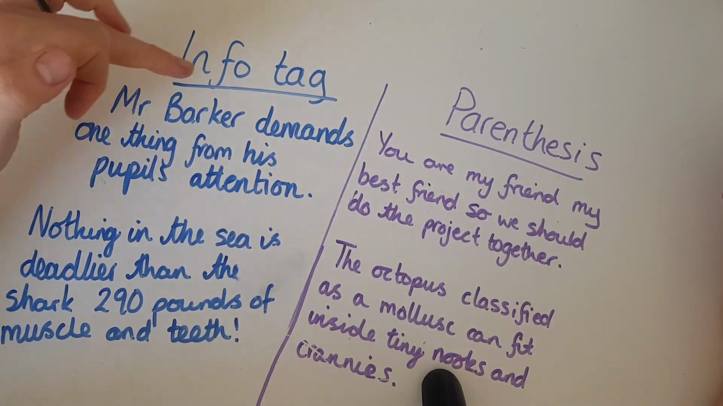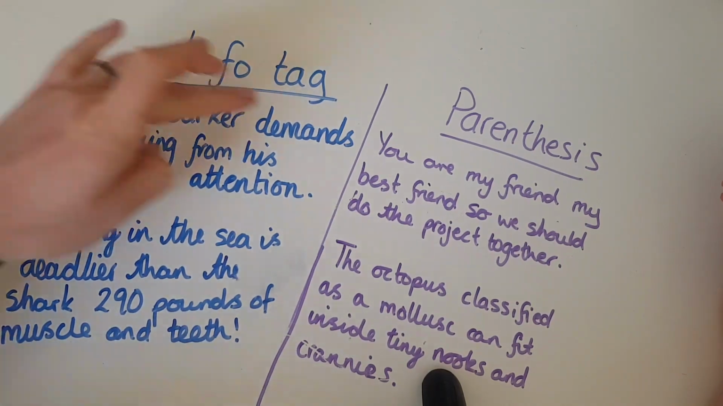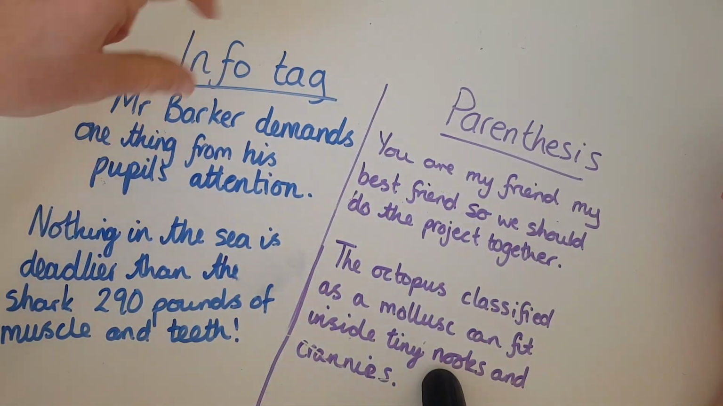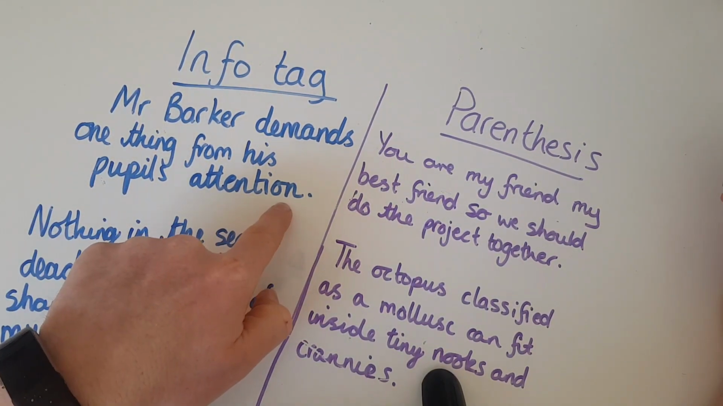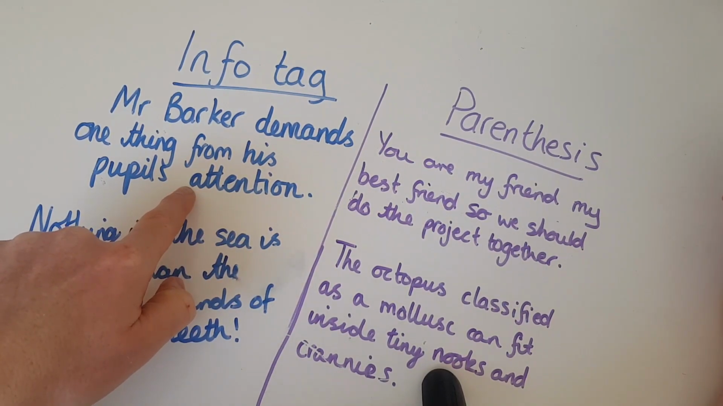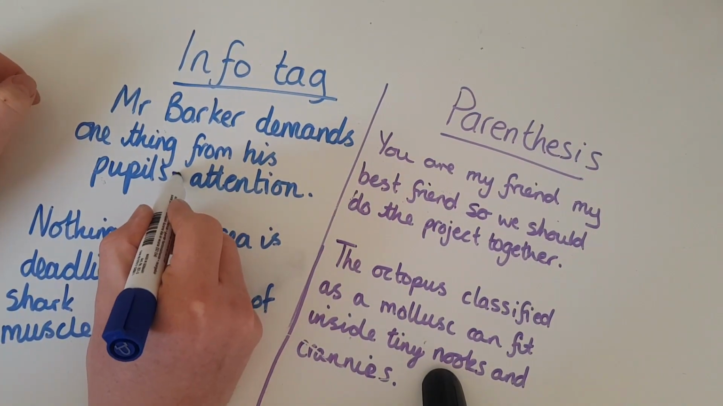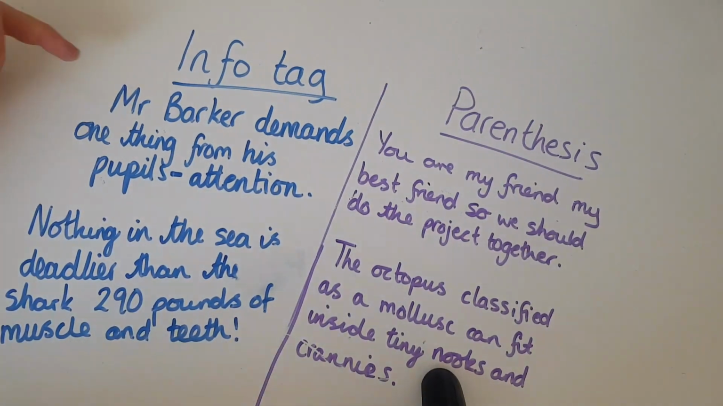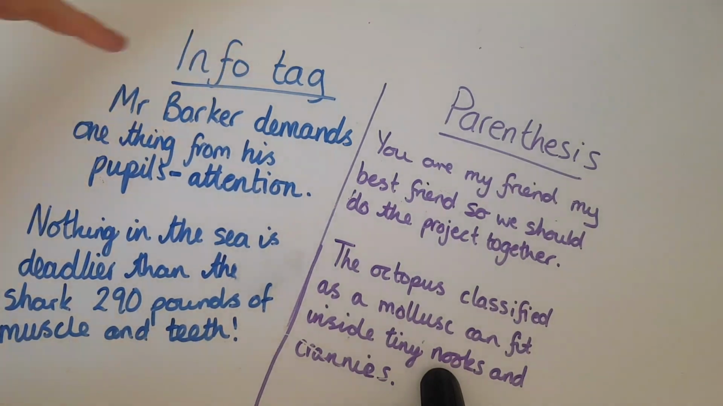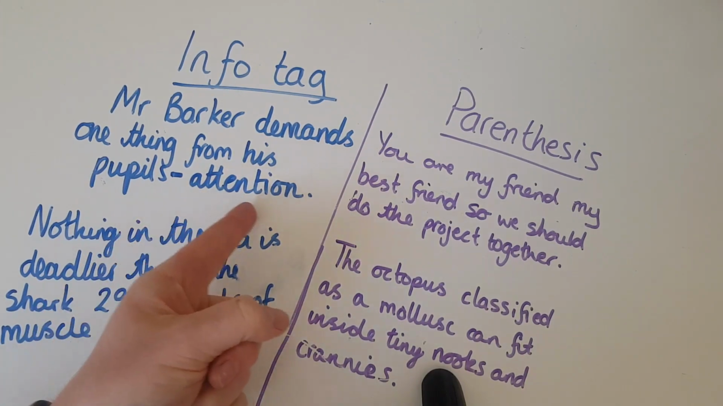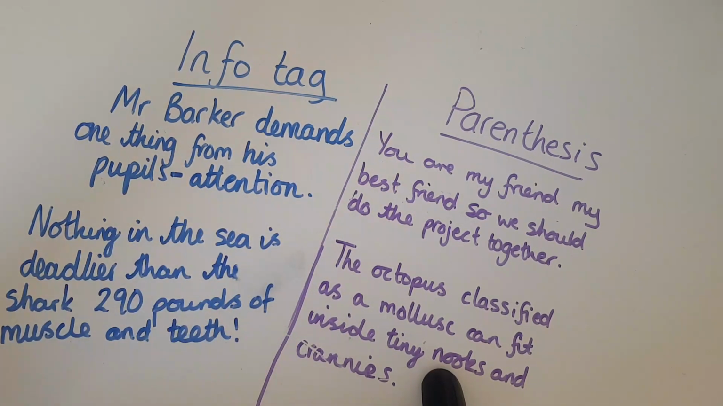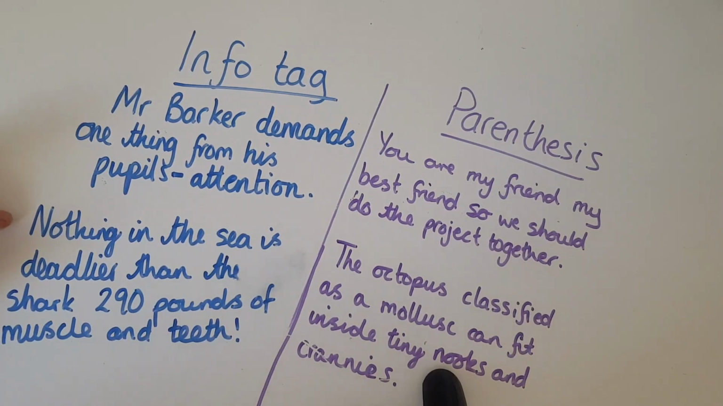It says, Mr. Barker demands one thing from his pupils. That part of the sentence makes sense by itself. I've got the noun, the subject and the predicate in there. The attention is the extra bit of information that I want to put inside my sentence. So if I put a dash there, this is how it now reads. Mr. Barker demands one thing from his pupils. Pause. Attention. And what I'm saying is that's what I demand from my pupils. Okay? So with that idea, using this sort of info tag, where would the dash, I keep calling them hyphens, where would the dash go in this sentence?